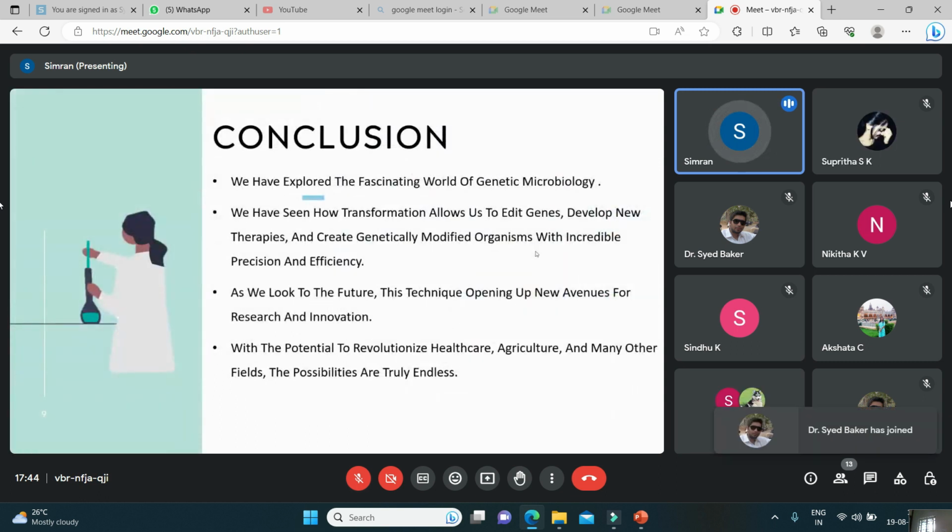In conclusion, we have explored the fascinating world of genetic microbiology. We have seen how transformation allows us to edit genes, develop new therapies, and create genetically modified organisms with incredible precision and efficiency. As we look to the future, these techniques are opening up new avenues for research and innovation.